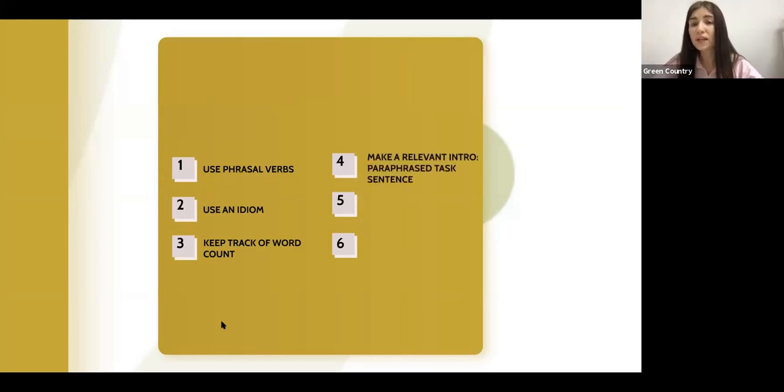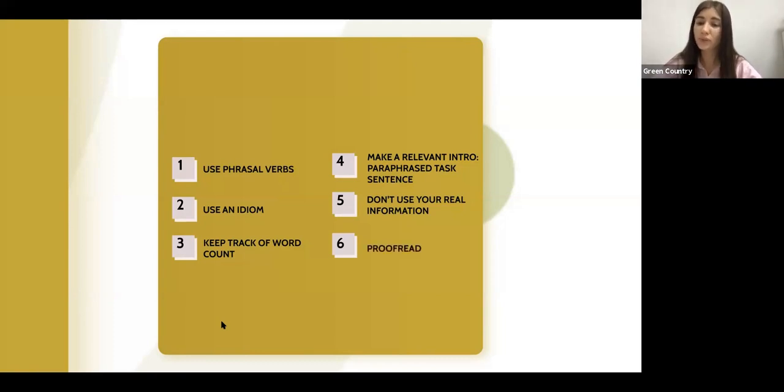Four, make a relevant introduction. We mentioned that before. Take the task sentence and paraphrase it. Then don't use your real information. Never write your real name, your phone number, your address, anything that is connected to you, please, because it's forbidden in your writing part. Always use international names like Mary, Kate, Jack, Bob, Simon, and so on.